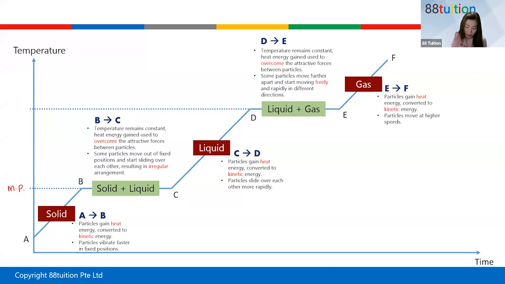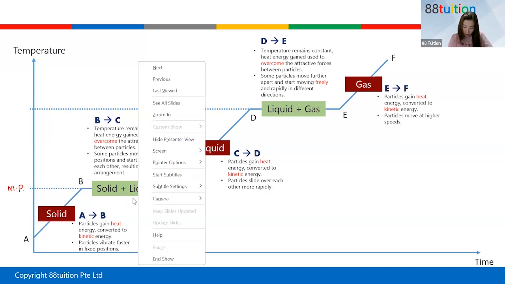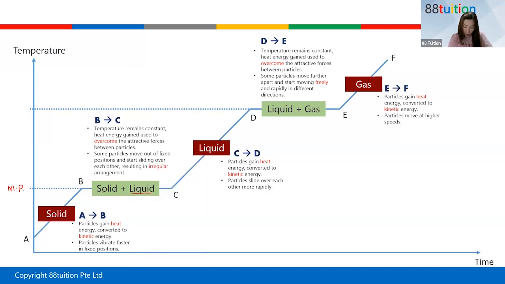Temperature remains constant. Heat energy gained was used to overcome attractive forces between particles. So some of the particles will move out of the fixed positions, right? And then they start sliding over each other, resulting in irregular arrangement. So these are referring to the liquid. So we are talking about liquid particles here. The majority will remain in the solid arrangement at the beginning, but as time passes, you see more of the liquid state. And it will come to this particular point, point C, where the solid has completely melted into liquid.